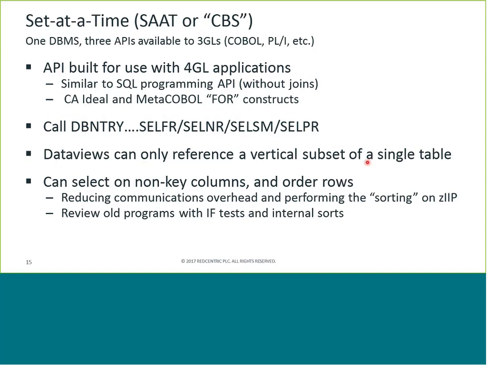But the data views can only reference a vertical subset of a single table. A Datacom CBS data view, as it's known, can only reference a single table. And it's a vertical subset. It's a number of columns within that table. It doesn't do the horizontal subset within the data view. That's done by the where clause in your for construct, and it can't do the join.